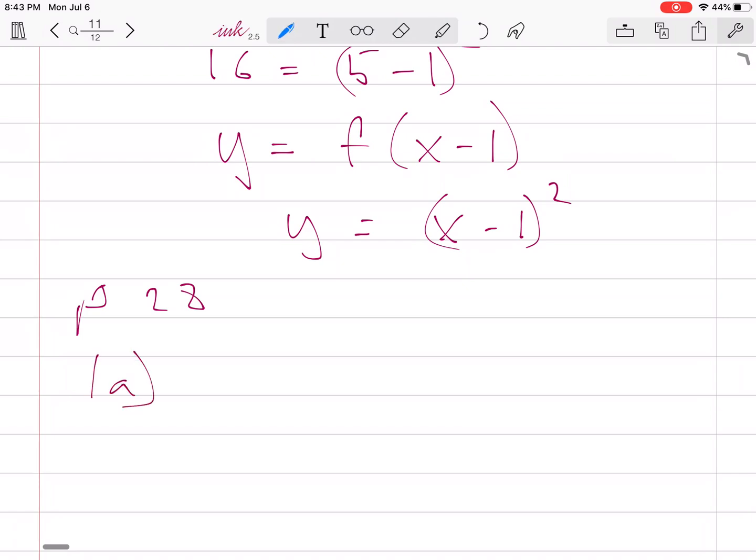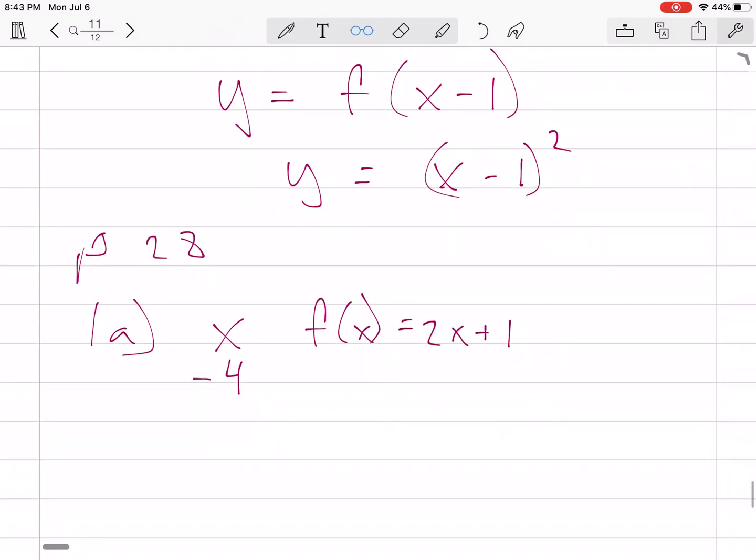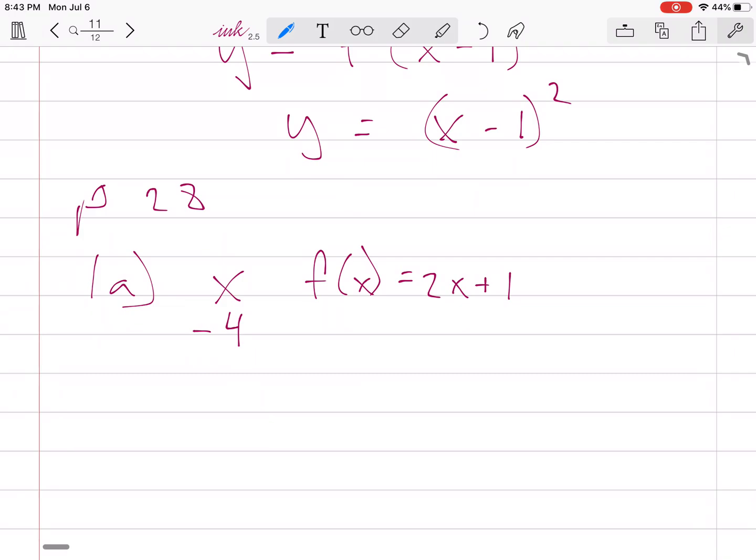Okay, so 1A is basically saying you've got a set x coordinate of negative 4. Okay, so x is going to be negative 4. And then you've got 3 different variations of a function. The first one is you've got f(x) equals 2x plus 1. Okay, so for this one, you just sub in negative 4. So that's going to equal 2 times negative 4 plus 1, which is going to be negative 7.